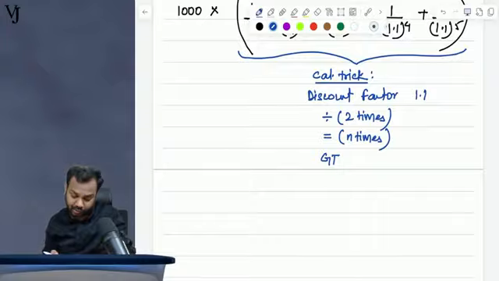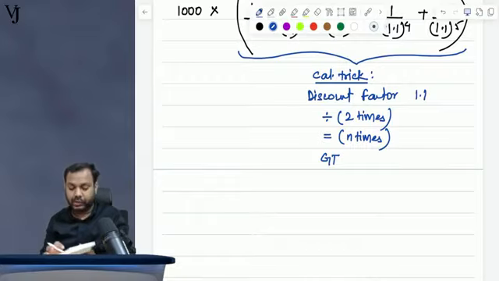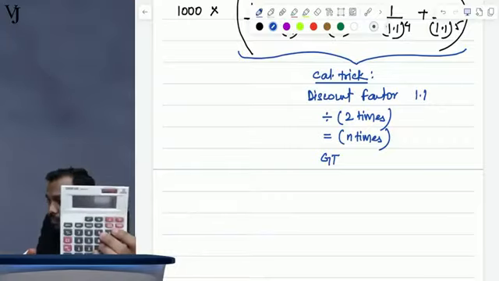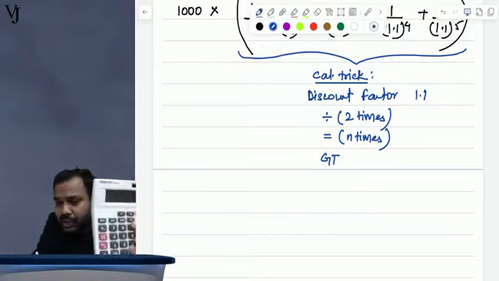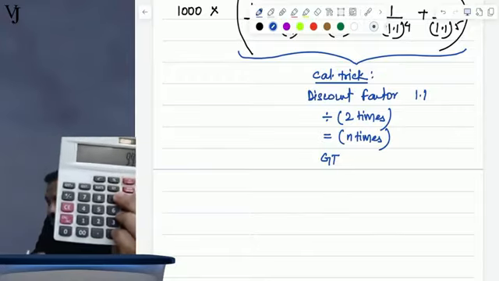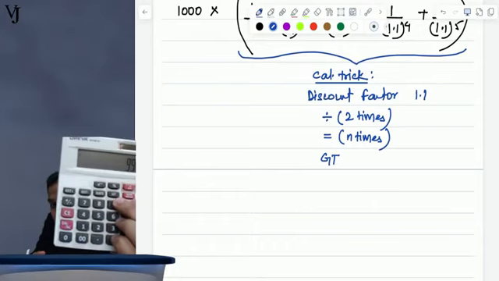Where is it? See, in my calculator, can you see this GT function? Can you see this GT? Please tell me.